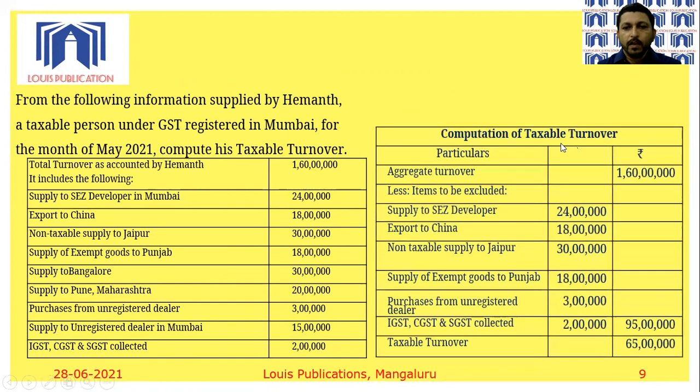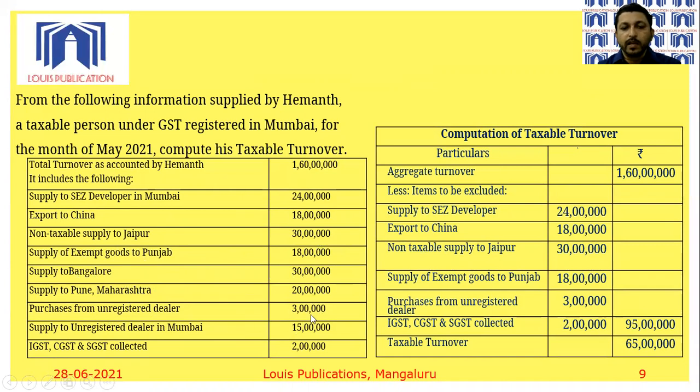Let's look at the solution. Computation of taxable turnover. Aggregate turnover is given as 1 crore 60 lakh. Then supply to SEZ developer in Mumbai is zero rated, so 24 lakh must be deducted. Export to China, 18 lakh, is again zero rated, so it should be deducted. Non-taxable supply to Jaipur is non-taxable, so 30 lakh rupees has to be excluded. Supply of exempt goods to Punjab, since this is exempt, 18 lakh is also deductible. Then we have supply to Bangalore. This is a taxable supply, we assume, so it need not be deducted. Supply to Pune, Maharashtra is an intrastate transaction, 20 lakh included, and need not be deducted.